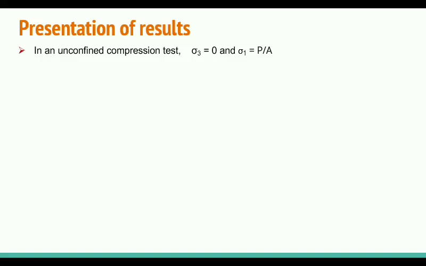Sigma 1 is the total vertical stress which is applied in the downward direction on the soil specimen, or upward direction if you take it from the bottom. In the triaxial test, sigma 1 is equal to sigma d plus sigma 3. In this case, sigma 3 is 0. So sigma 1 will be equal to sigma d, or sigma d in this case is P by A, where P is the applied compressive load, and A is the area of cross section at that point of time, right?